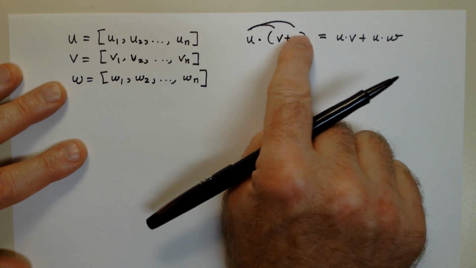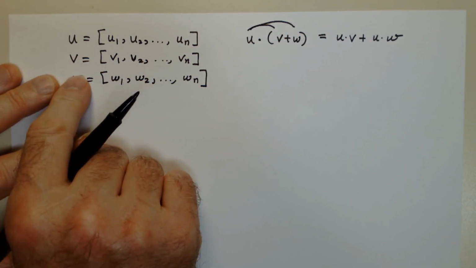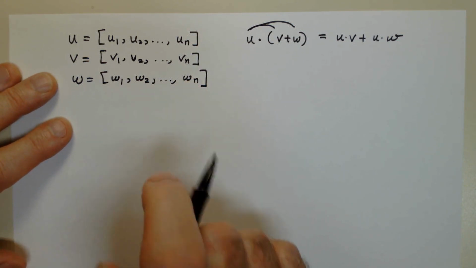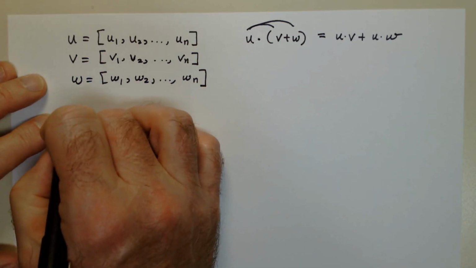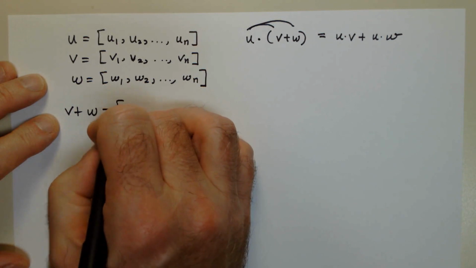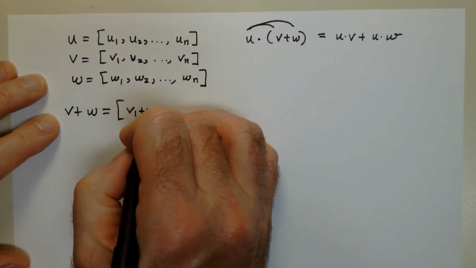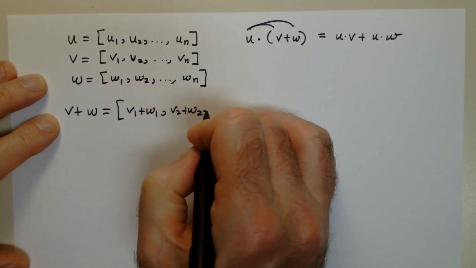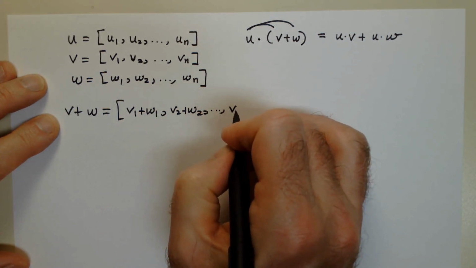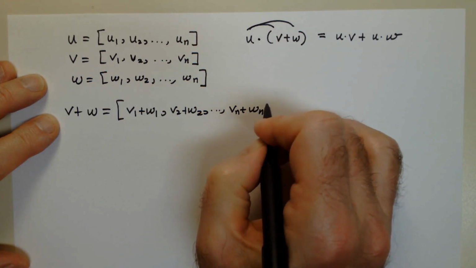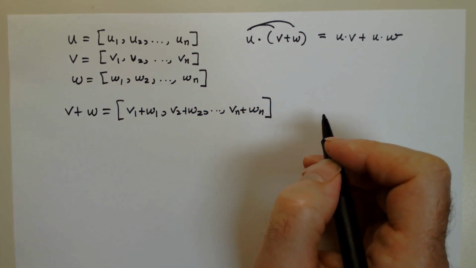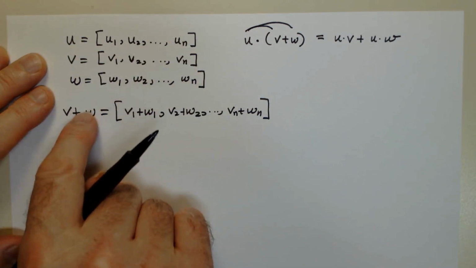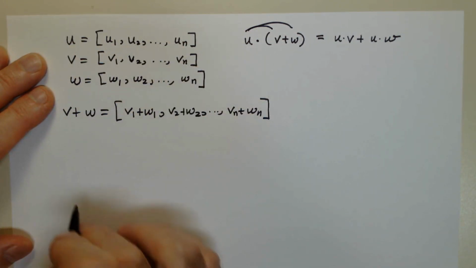Okay, so let's begin with the vector sum. When I do v plus w, I'm going to get component-wise addition. So I'm going to have something that looks like this. Okay, so that's just v plus w. And now I want to bring in the dot product of that vector with u.